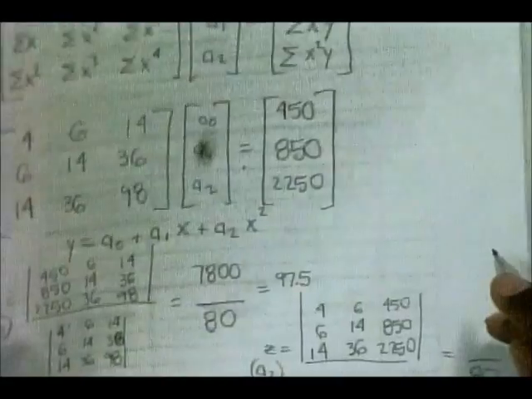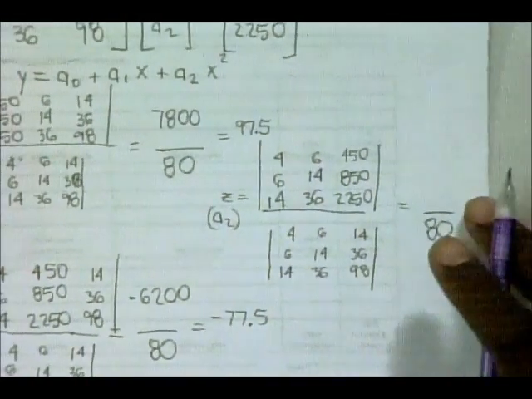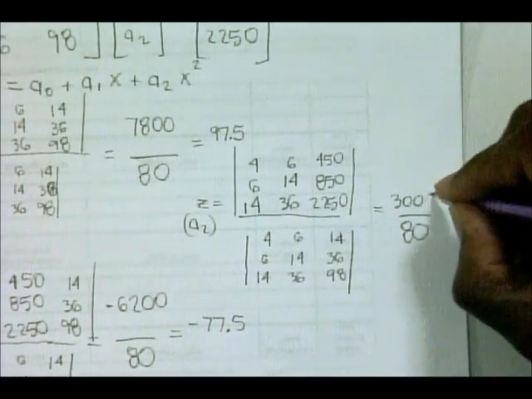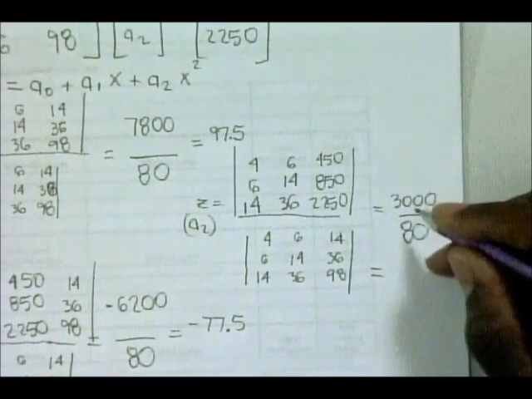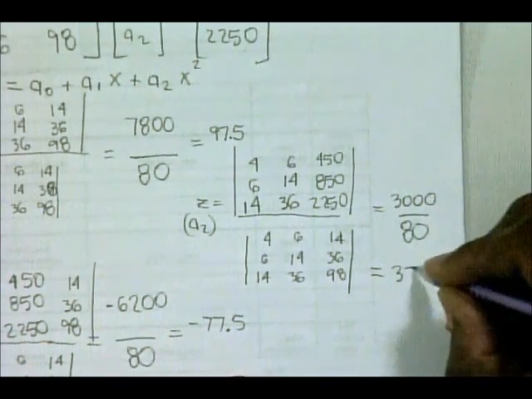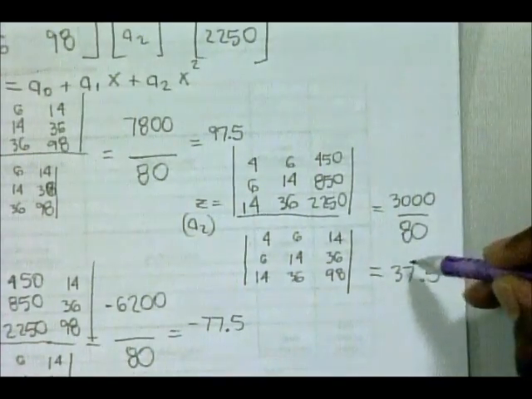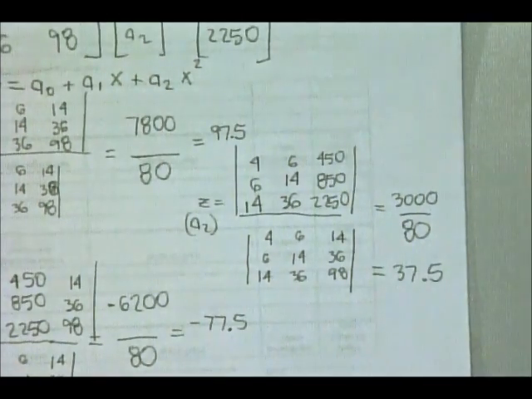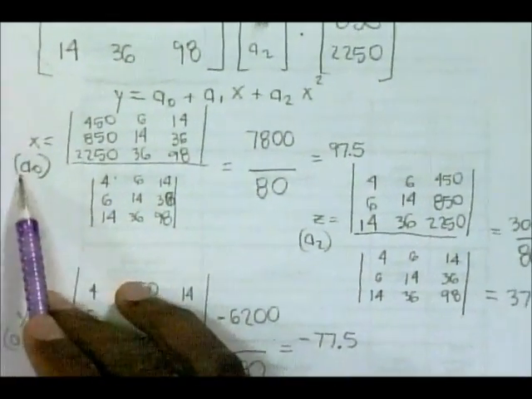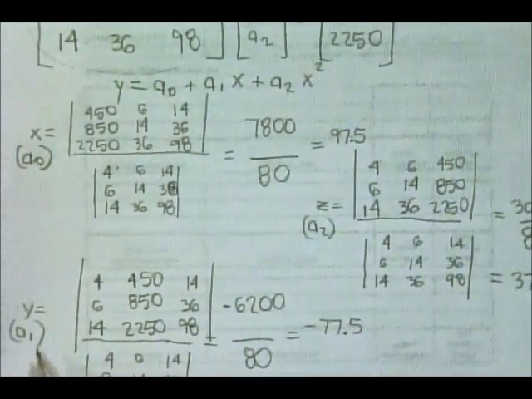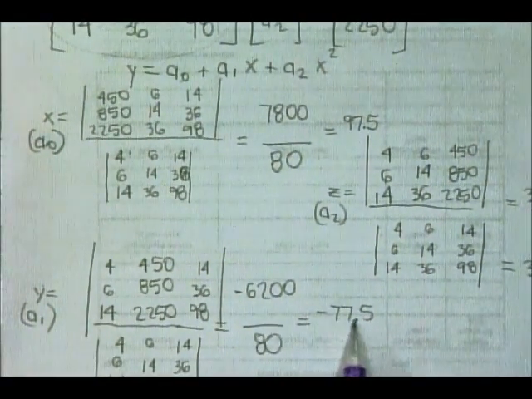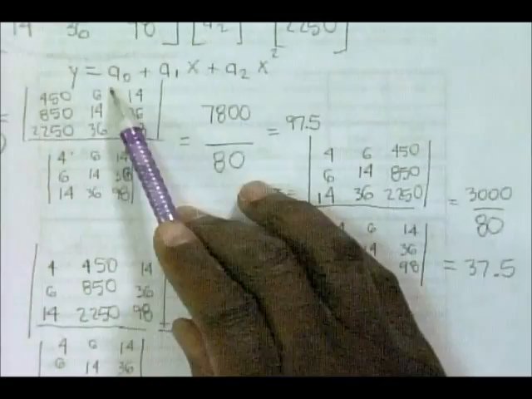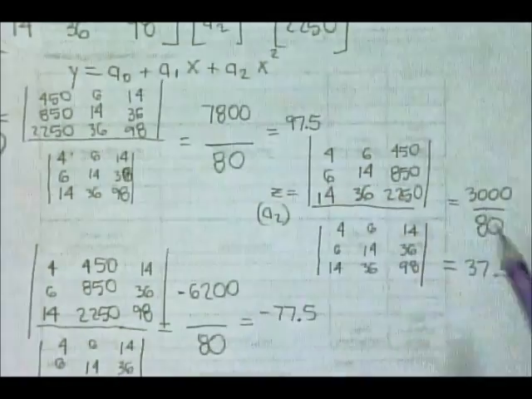You'd have to find the determinant of that, and I've already done this work. I put it in a calculator, and you get 3,000. And you perform that quotient, you get 37.5. And that would be your a sub 2. So now you would take a sub 0, which we said was 97.5, a sub 1, which we said was negative 77.5, and a sub 2, which is 37.5, and you would substitute into this standard form here.